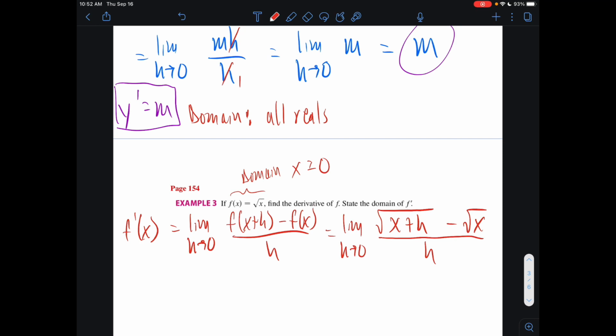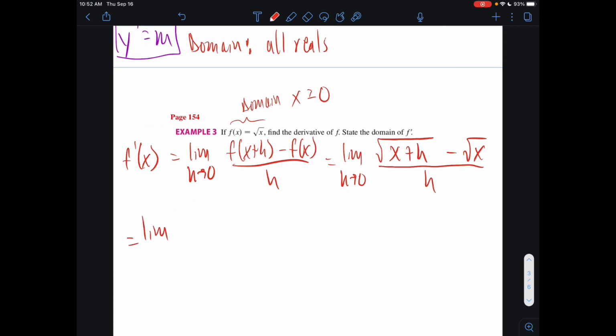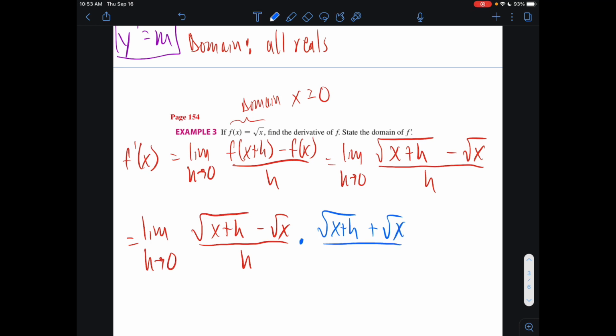And if you were to plug in h equals 0 right away with direct substitution and continuity concepts, we would get 0 over 0. So there is a way to simplify this. And the way that that is done is by multiplying the numerator and denominator by what's called the conjugate. This relates to rationalizing something that involves square roots. So I'm going to multiply by the square root of x plus h plus the square root of x. And I have to do that in the denominator as well.